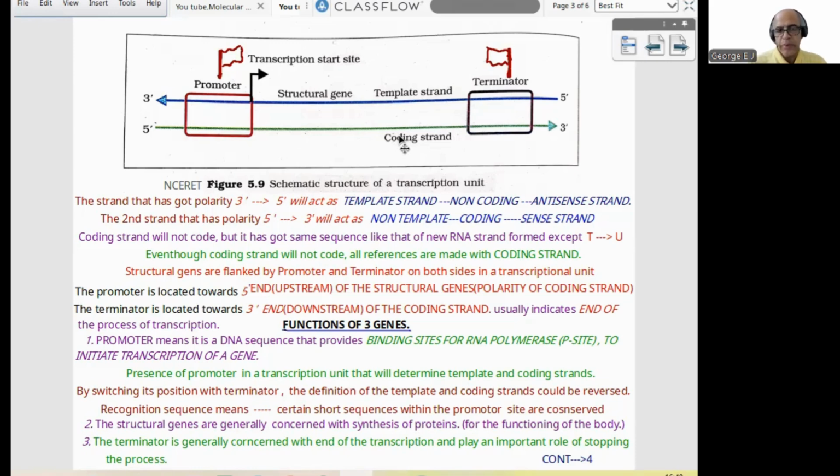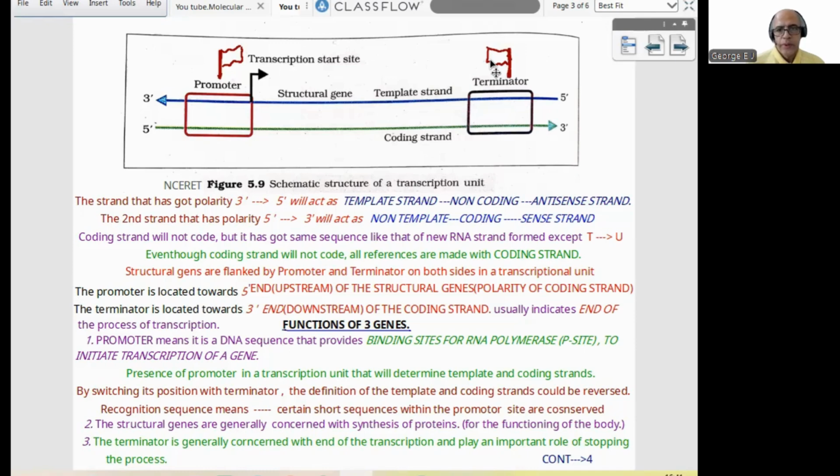It is an important aspect. Problem type questions will be there. One question I already put there, I will show it. Okay. Now, even though the coding strand will not code, all references are made with the coding strand. And structural genes, their functions we will be discussing after this. Here you can find structural genes. They are flanked, that is at two borders, two ends, which is why I drew this flag here, by the promoter. Now, what is a promoter? And the terminator. What is a terminator? All that we will be discussing on both sides in a transcription unit.